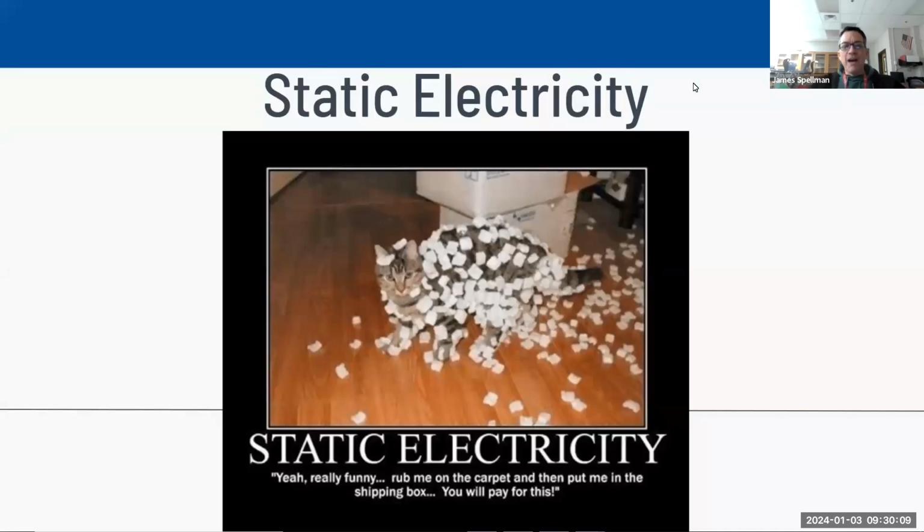Hello once again. For the next several weeks, we'll be going through some topics dealing with electricity. And we'll start off with some of the very basics here today with static electricity.